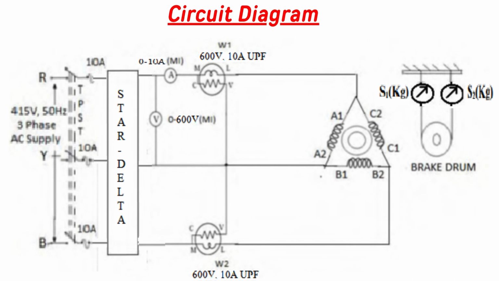The two wattmeters are connected to the three-phase stator winding. In the figure, A1, A2, B1, B2, C1, C2 represent the stator winding of the three-phase induction motor. The rotor is connected to a brake drum, which consists of two spring balances S1 and S2. S1 weight is in kgs, and S2 weight is also in kgs.